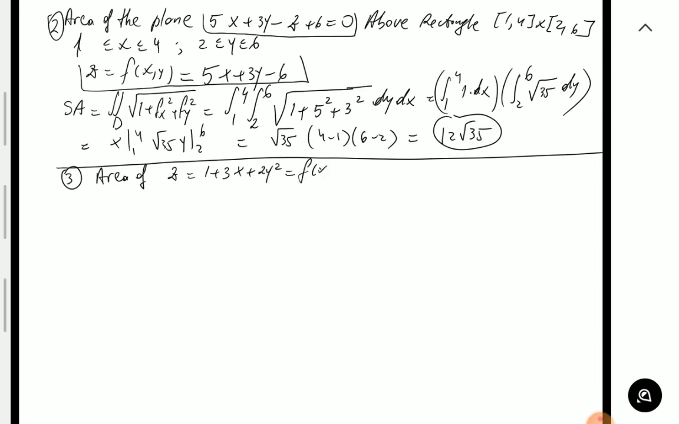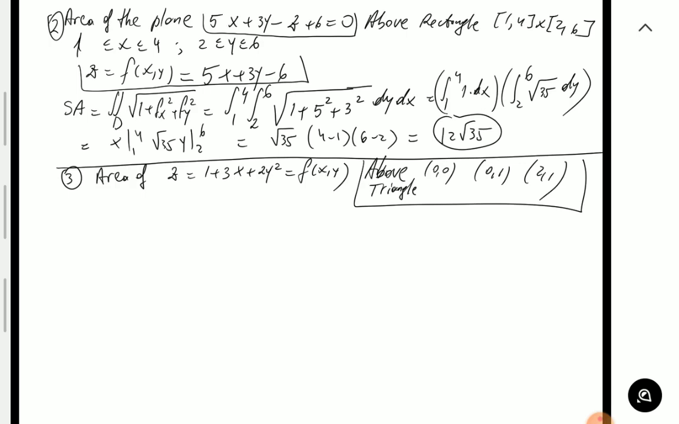So this is my function of two variables representing the surface, but only the portion of it above. See, when it says above, that means the domain is already given to you. So above the triangle given by the points (0, 0), (0, 1), (2, 1). So here we have to spend some time actually sketching that domain before we jump to the integral. Not a lot of time, but some time, right?